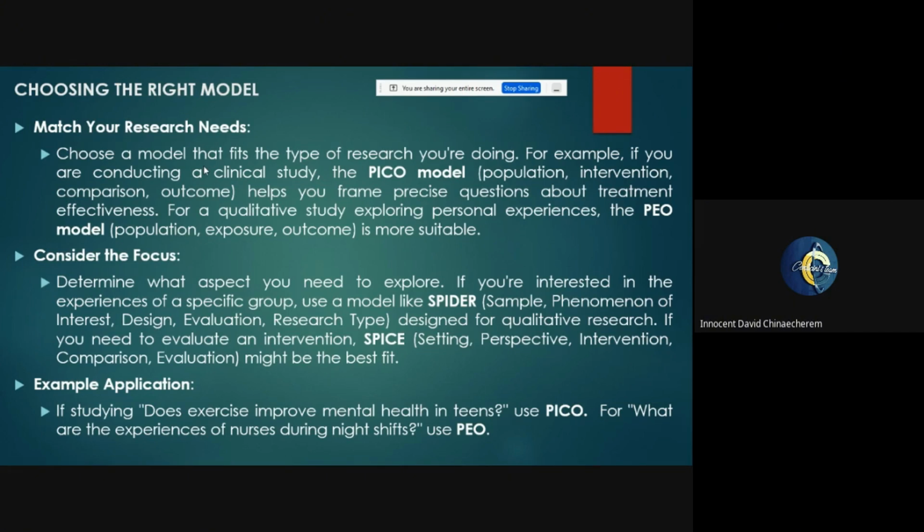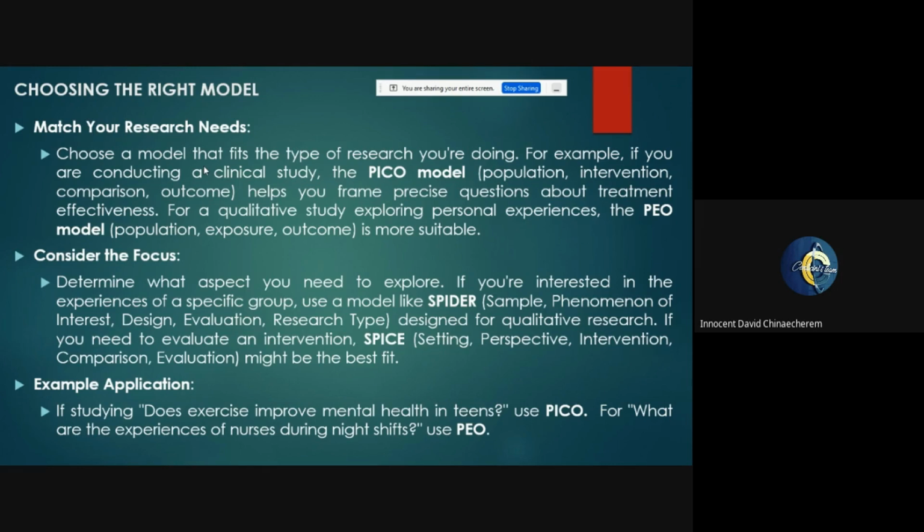So for example, if you're conducting a clinical study, just like I said, the PICO model is very, very essential. Anytime you're doing a meta-analysis or you want to do a systematic review that requires comparison, trying to determine the effectiveness of any therapy, a PICO model is very appropriate, because for you to determine the effectiveness of any therapy based on epidemiological evidence, randomized control trials are pertinent, right?